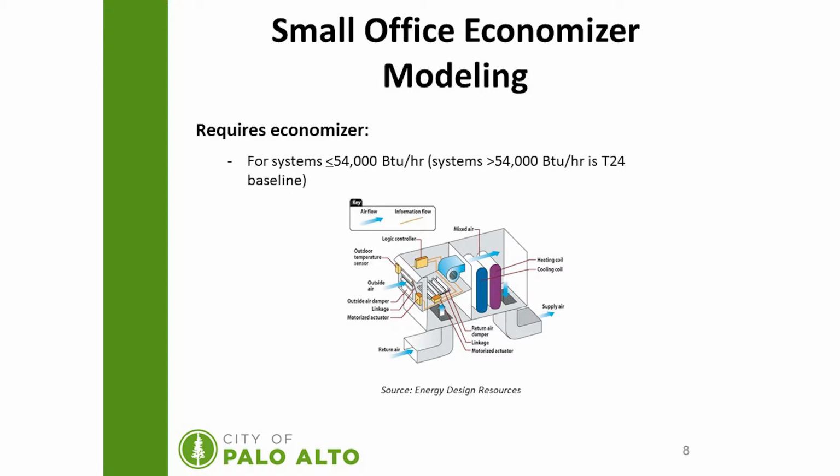For the small office, we implemented an economizer. The economizer is prescriptively required for systems that are greater than 54,000 BTU per hour. Title 24 requires an integrated economizer for these systems. The measure we looked at is for a smaller office with a smaller system size, and we also implemented an integrated economizer. So let's look at the model and see how you would model this.